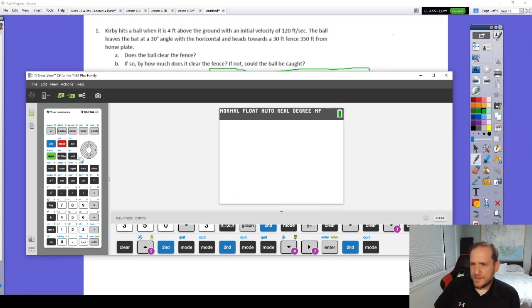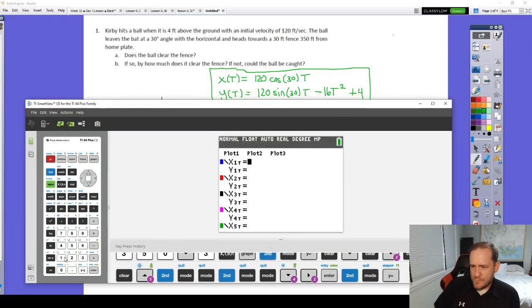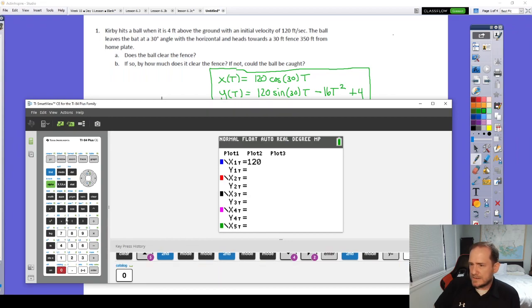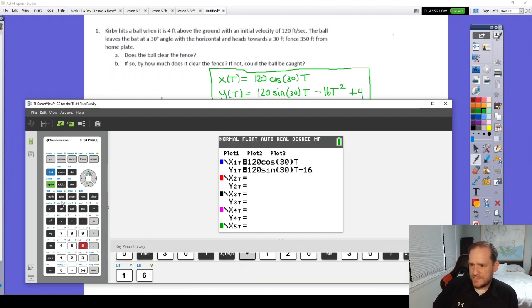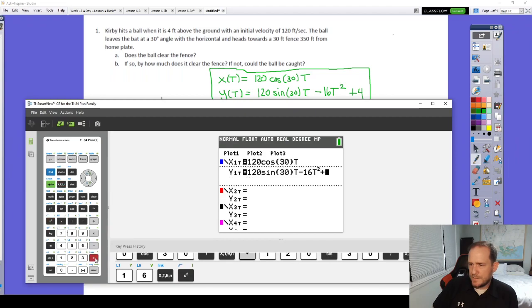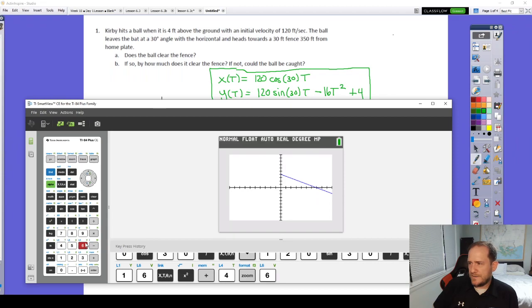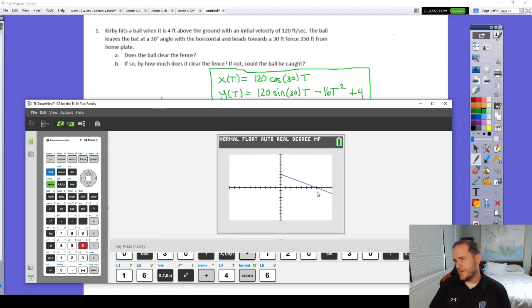There's our calculator. Y equals, you've got to type it in. 120 cosine 30. Close those parentheses, then type T. 120 sine 30. Close, type T. Minus 16t squared plus an extra 4. Okay, awesome. Now we hit graph, and no, that's bad.